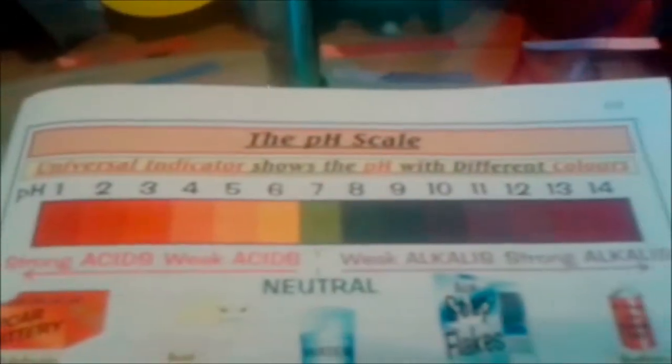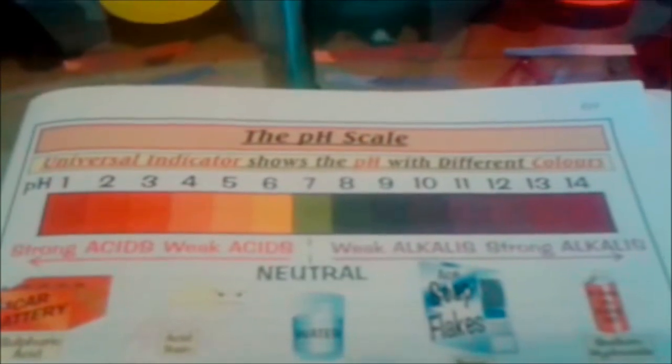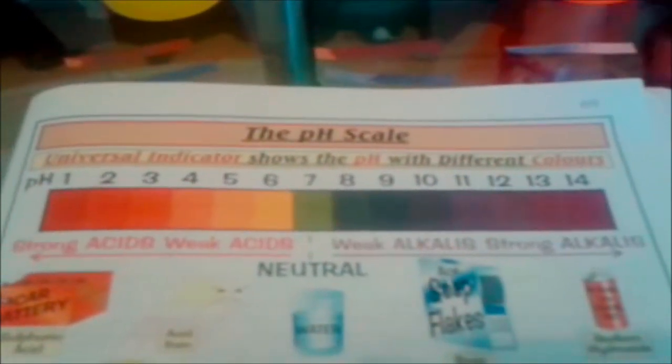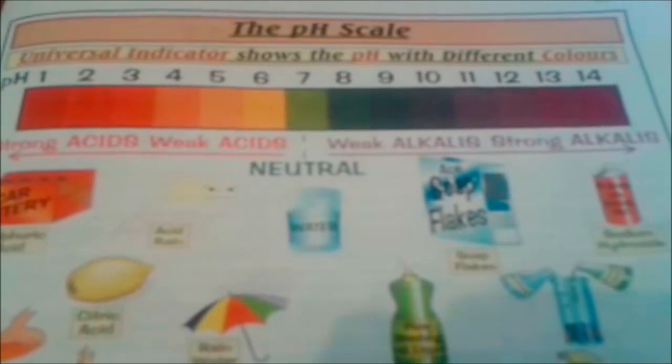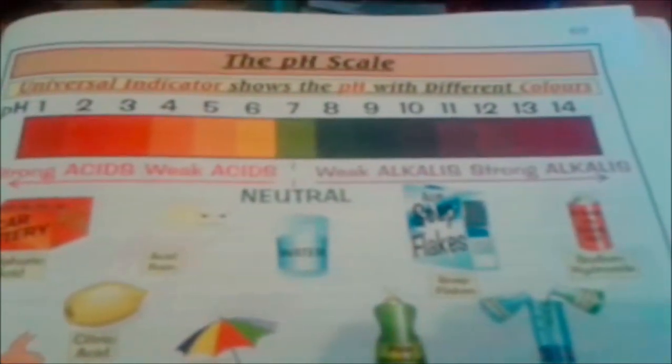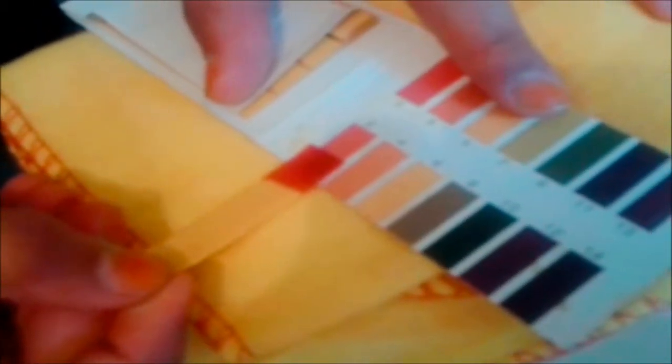The pH scale has numbers from 1 to 14. Number 1 shows it's a strong acid, number 7 shows it's neutral, and number 14 shows it's a strong alkali. We will now test this using our substances. First, we will test it on lemon juice. As we can see, the pH scale tells us that lemon juice is at number 2.